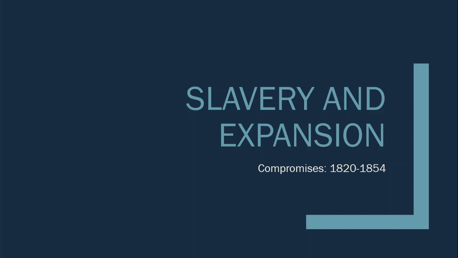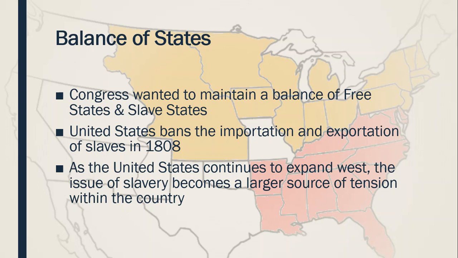So as I talked about the role of manifest destiny expansion, the issue of slavery kept cropping up as a concern with expanding west. And so now we're going to take a look at what our government did to try to address these growing concerns about the institution of slavery in regards to the role of expansion. So Congress always wanted to try to maintain a balance of free states versus slave states. In 1808, the United States had banned the importation and exportation of slaves, so the international slave trade. But that did not ban the movement of slaves within the United States. We just were not going to bring slaves from West Africa anymore on the Middle Passage.